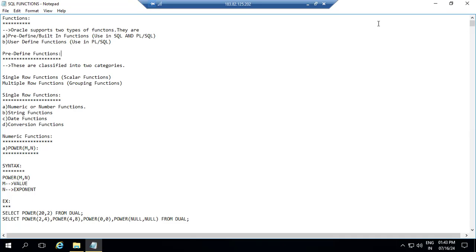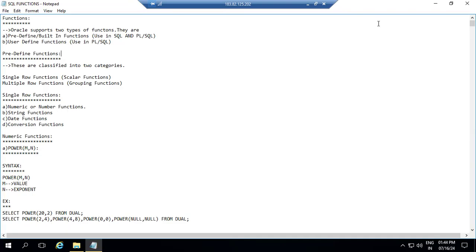Every function is defined to perform a task or action. Under SQL you will come across multiple functions. Oracle developers defined some functions in the Oracle database to perform tasks. These are already built into the Oracle database, so they are called built-in functions. We can also call them predefined functions, because they are already defined.